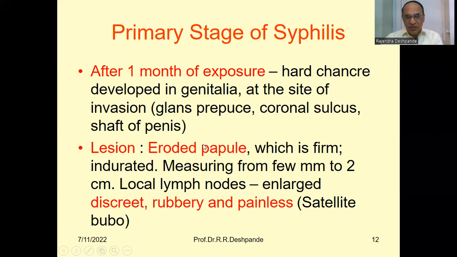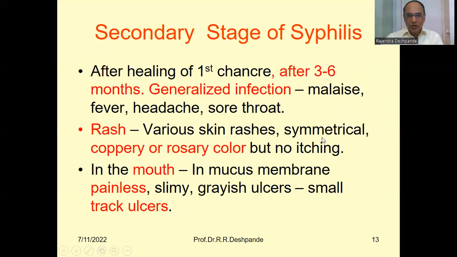This particular lesion is an eroded papule, which is firm and indurated, measuring from a few millimeters to 2 centimeters. Local lymph nodes are enlarged, discrete, rubbery, and painless. Most important is painless. The ulcer is painless, and the satellite bubo is also painless. And that's why the patient avoids going to the doctor.